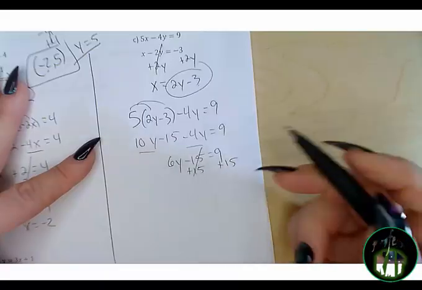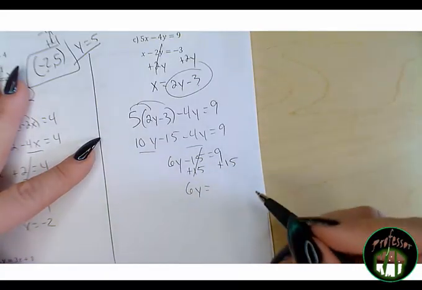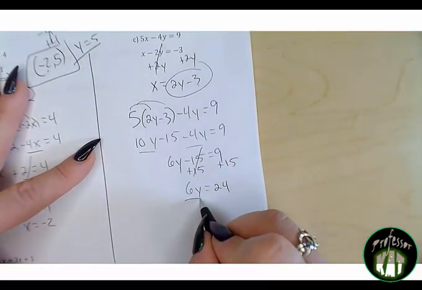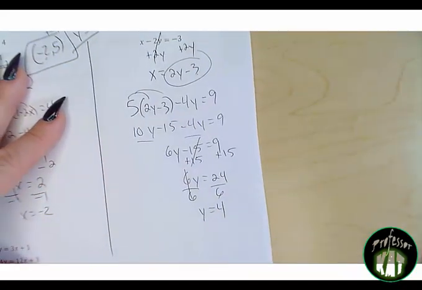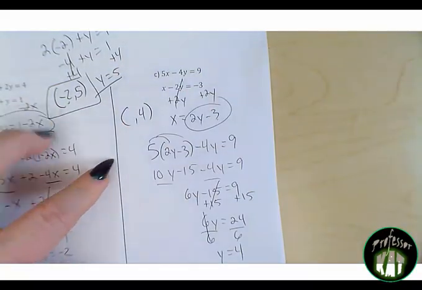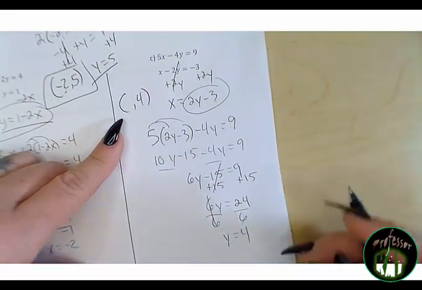Let's add that 15 to the other side. Dropping down 6y, 6y is now equal to 24. Divide each side by 6, and y is equal to 4. So that means we now know that y is 4. Now we just need to solve for our x.